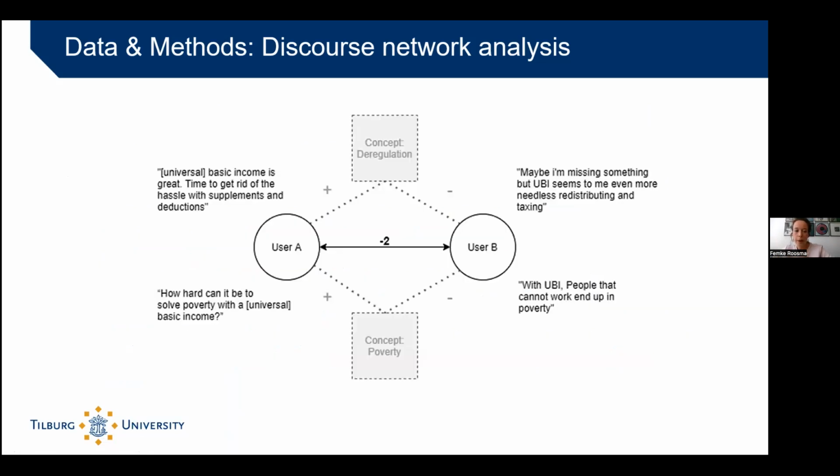So first, how does this network analysis look? It's basically very simple. You have two users, for instance, user A and user B, who debate UBI. First, they discuss a concept of deregulation. User A would say, and this is an actual tweet, basic income is great.